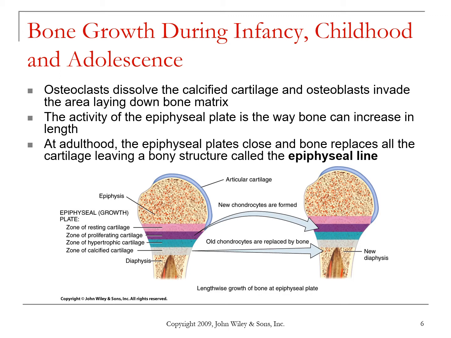Now, this continues throughout childhood and adolescence, and as an individual approaches adulthood, they stop growing in height because the cartilage of the epiphyseal plate is replaced by bone tissue. So it becomes ossified and is now called the epiphyseal line. You may hear the expression that the epiphyseal plate closes.